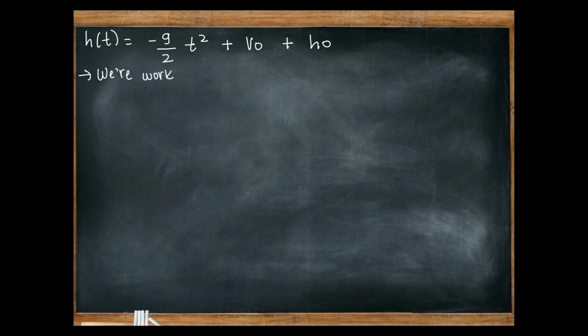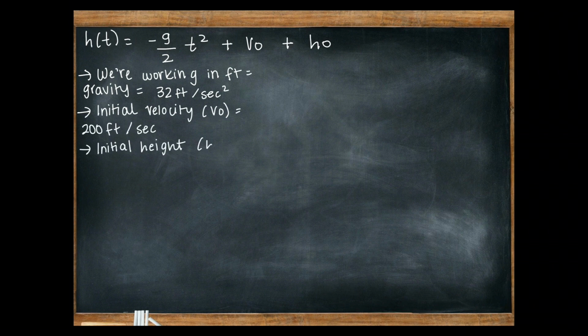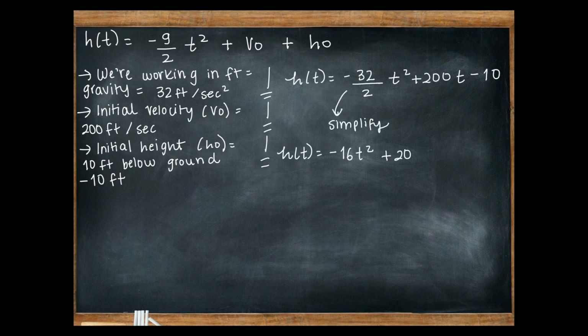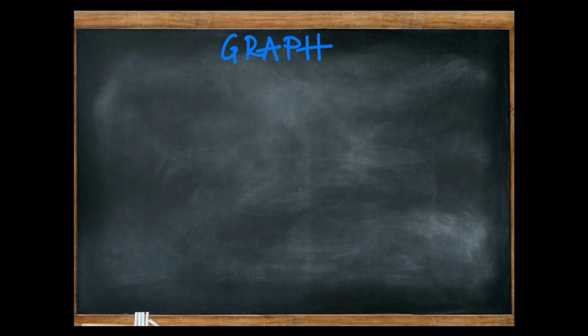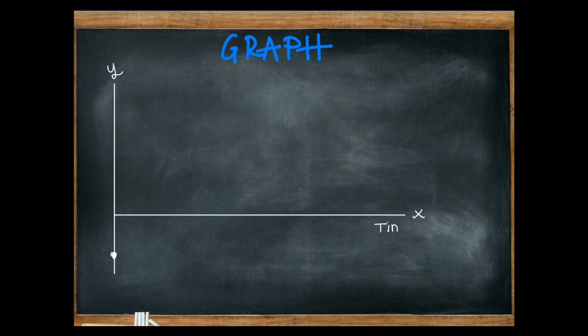Since we are working in feet, we know that our gravity will be 32 feet per second squared, and we know that our initial velocity is 200 feet per second. Since the object was launched below the ground, our initial height is negative 10 feet. Now, when you graph it, make sure your y-axis is the height in feet, and let your x-axis be the time in seconds. Great! Now we have our equation.